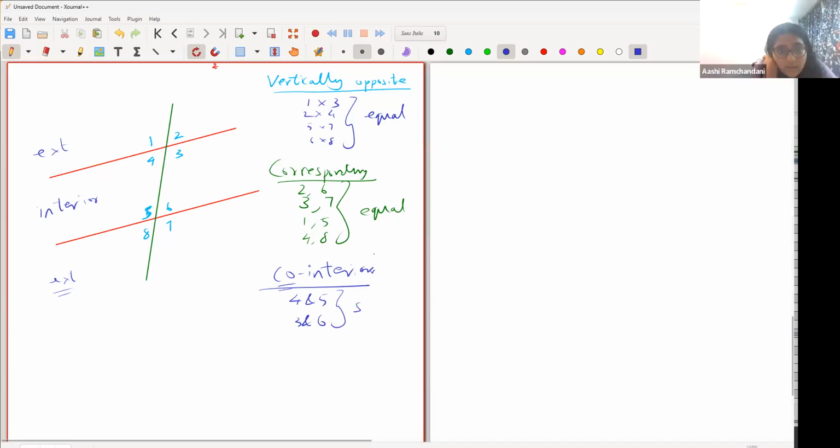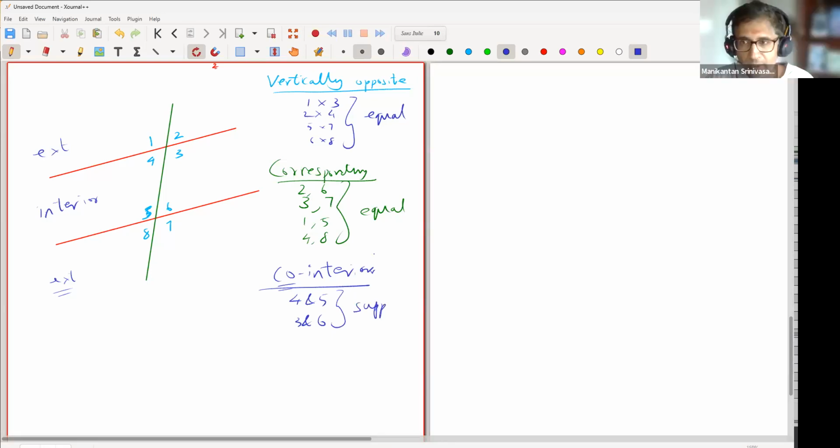So they're supplementary. And you can clearly see, if in doubt, that one of them looks acute, one of them looks obtuse. So obviously they are supplementary.